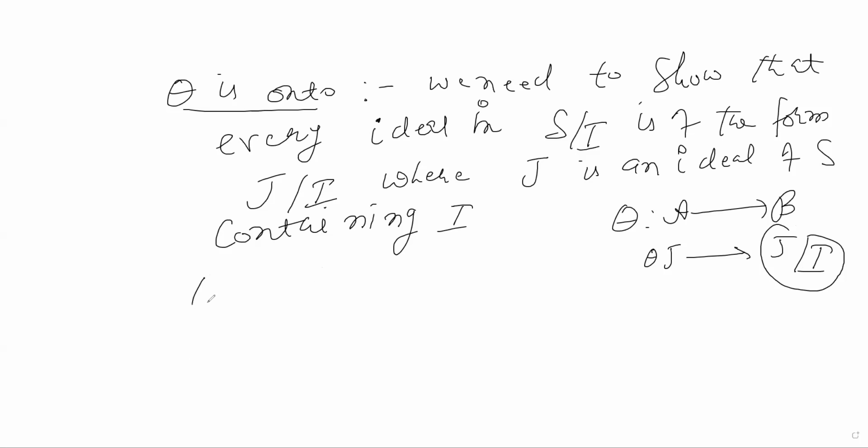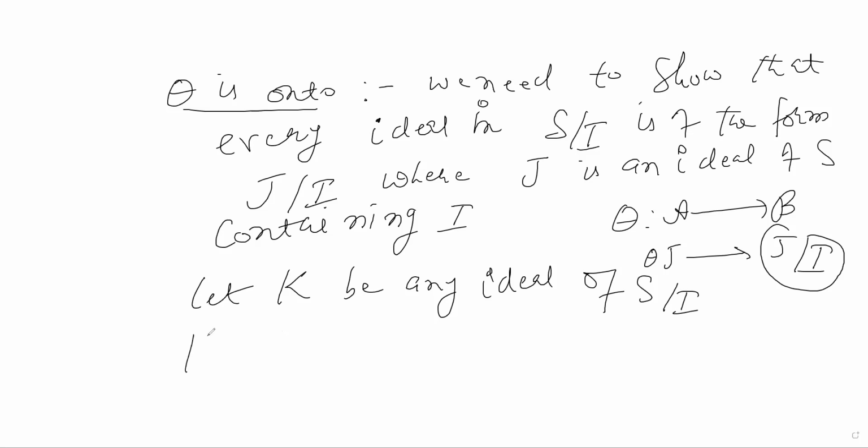So take any ideal, let K be any ideal of S over I. Then K would actually consist of elements, because elements of S over I are classes, they are actually cosets. So K would consist of xI such that x belongs to S', and S' is a subset of S.